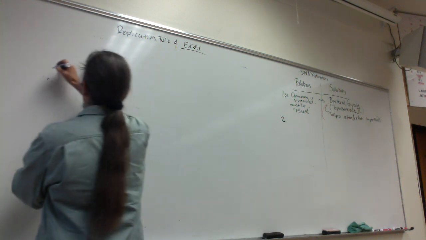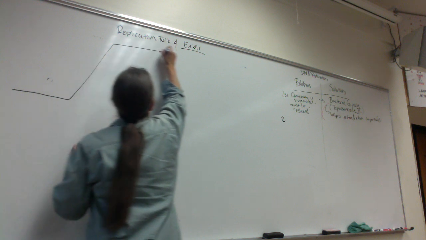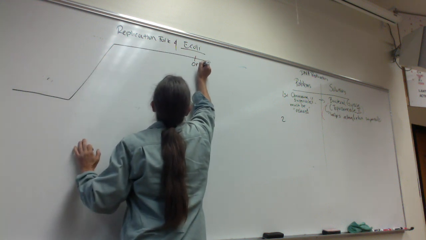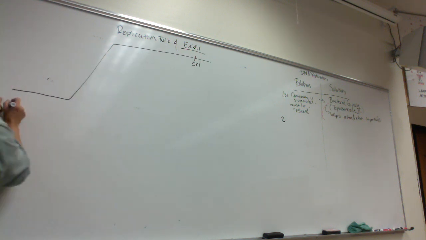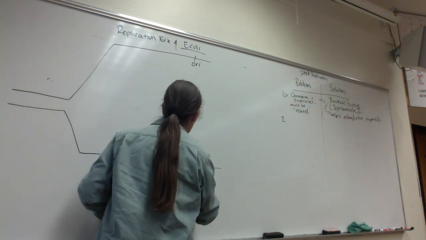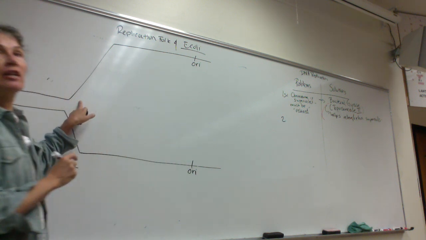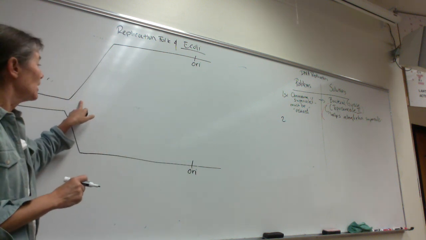I hope this will be on the screen. So folks, let's see here. So this will be Ori here. This will be my old parental double-stranded DNA. Here's my replication bubble. This is the replication fork we're going to focus on. Okay.